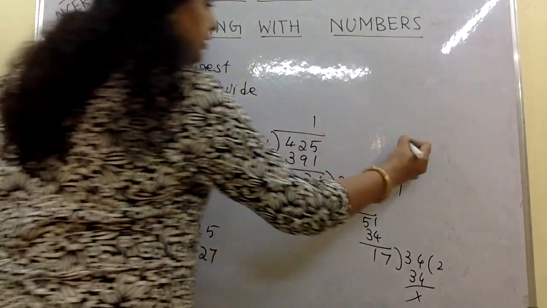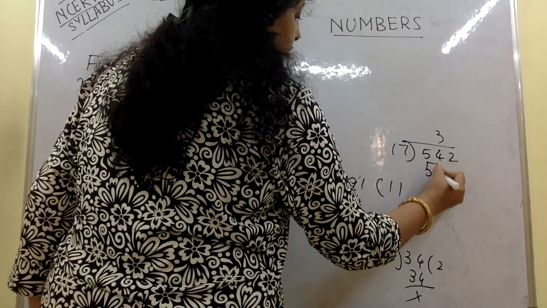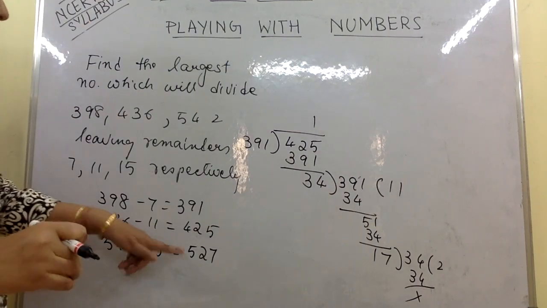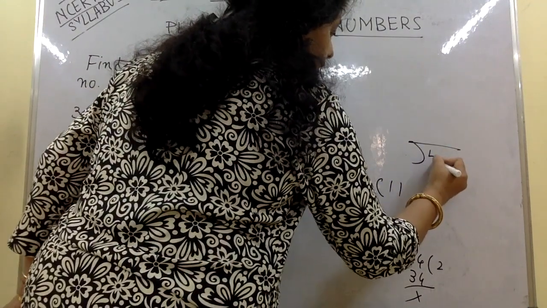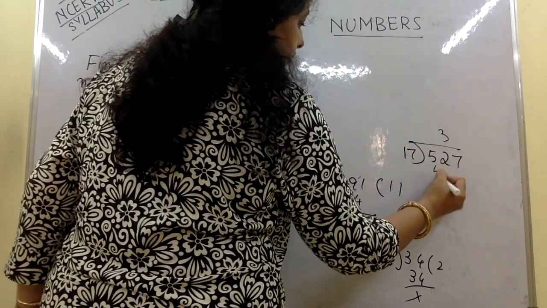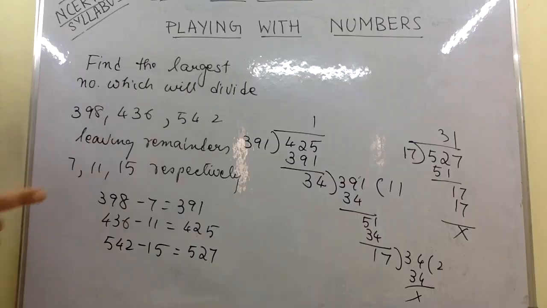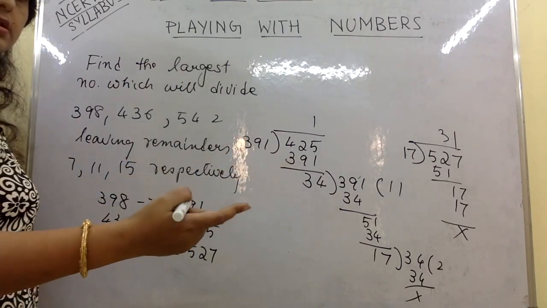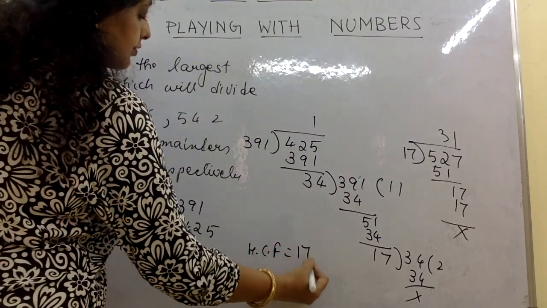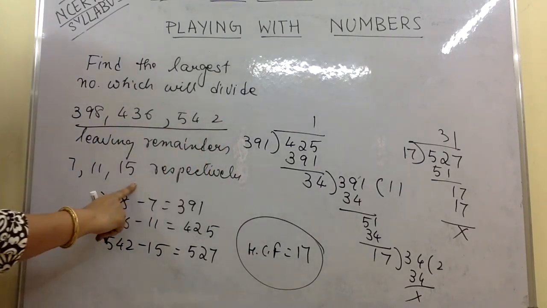That 17 number I will try out again with 542. 17, 3 is 51, 30. Now this 17 I am going to try out with 527. 527, this is 17, 3 is 51 and 17. So clearly no remainder. So HCF is equal to 17. 17 is the HCF of these three numbers when they leave remainders like this.